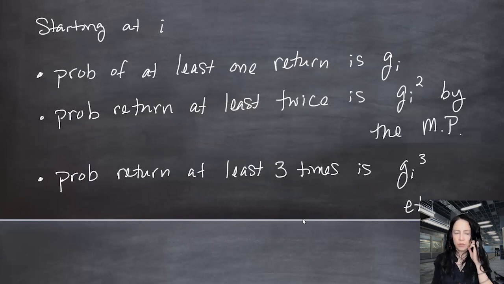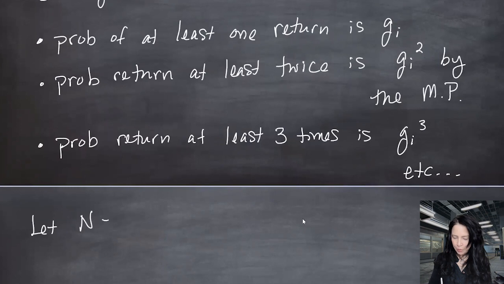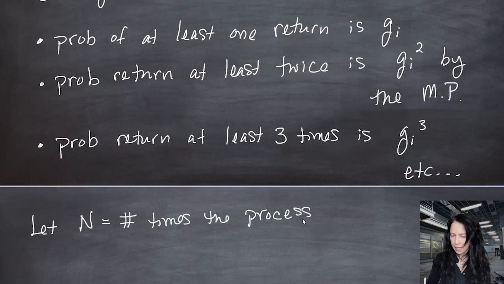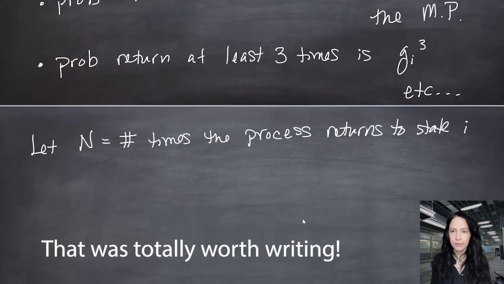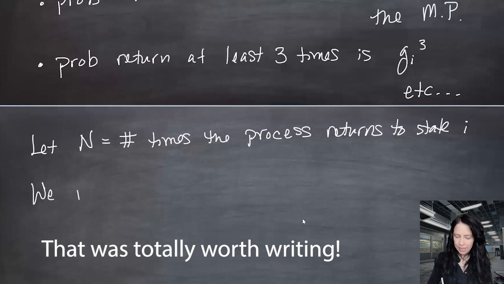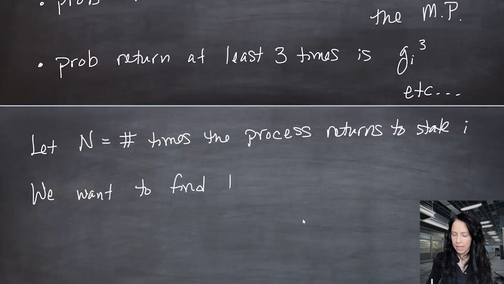So we wanted the expected number of returns. Let me give that a better name. I'm going to let N be the number of times the process returns to state I, which is also the number of times the process hits state I at times greater than or equal to one. Okay, so we want to find the expected value of N given that X0 equals I.